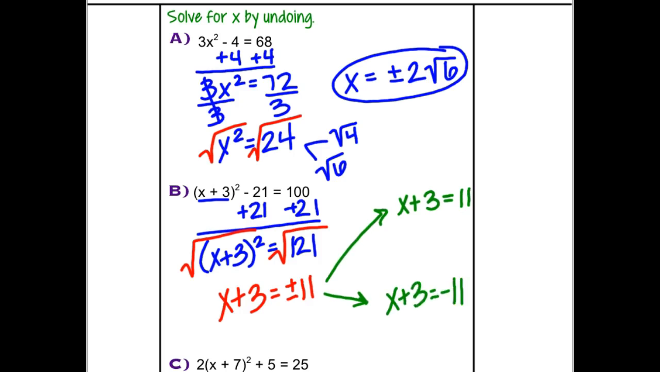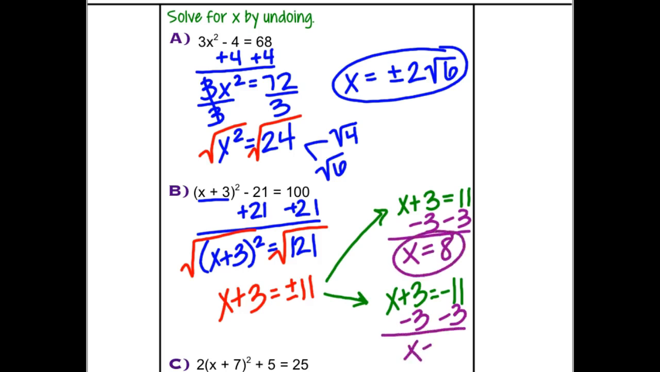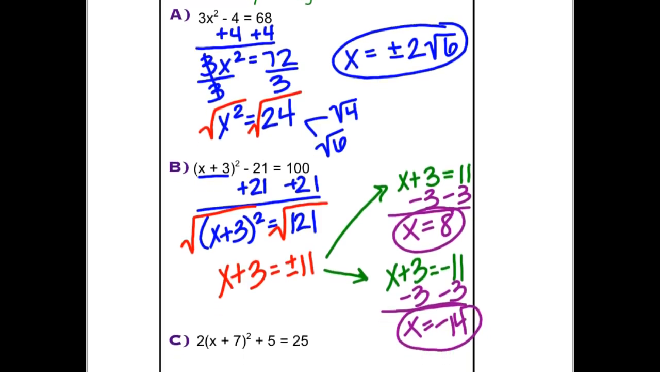And then we solve. Subtract 3 all around. So here we get x equals 8, and here we get x equals negative 14. It would be in your best interest to check these. I'm not checking them just for the purpose of time right now to make sure we get through this, but you should be checking them.